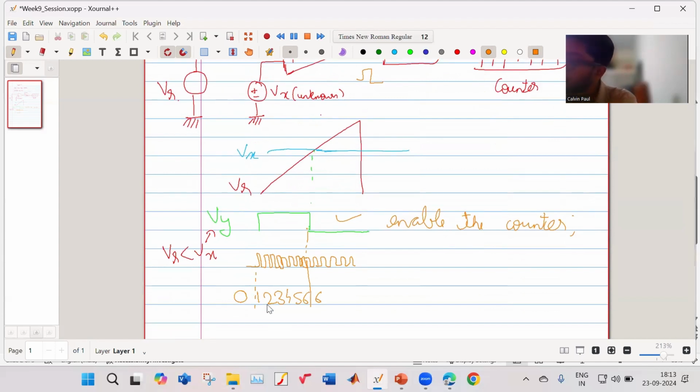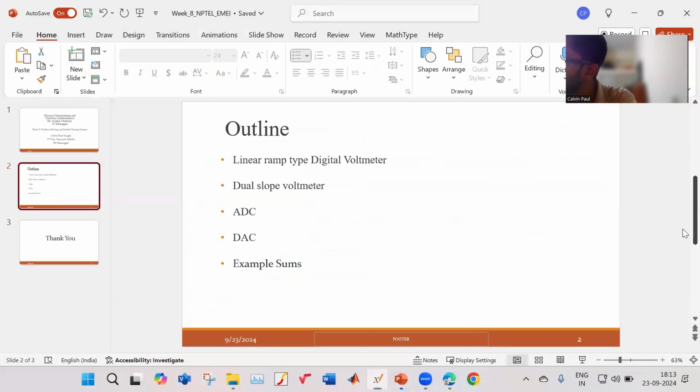So your counter value is 0. When Vy goes high and your clock signal comes, this is your F clock, it starts incrementing. This is the value of your counter. It goes from 0 to 1, 2, 3, 4, 5, 6, etc. It will keep on increasing. Okay. So this is how a counter will work, and how it will increase its value. So there are two things which are important for us.